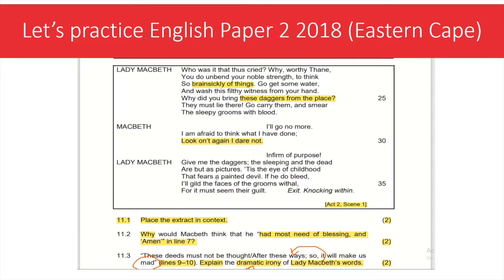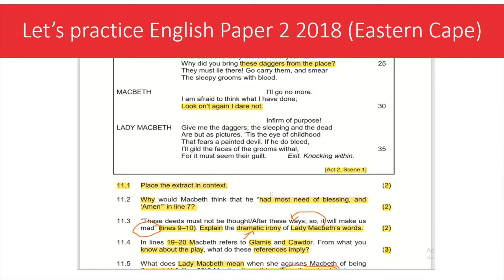"Infirm of purpose! Give me the daggers. The sleeping and the dead are but as pictures. 'Tis the eye of childhood that fears a painted devil. If he do bleed, I'll gild the faces of the grooms withal, for it must seem their guilt." And then we have the stage direction here, exit, knocking within. So what is her attitude over here towards Macbeth?